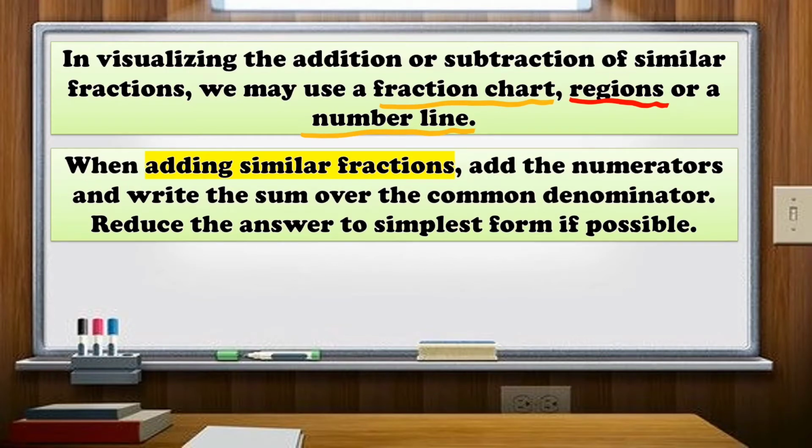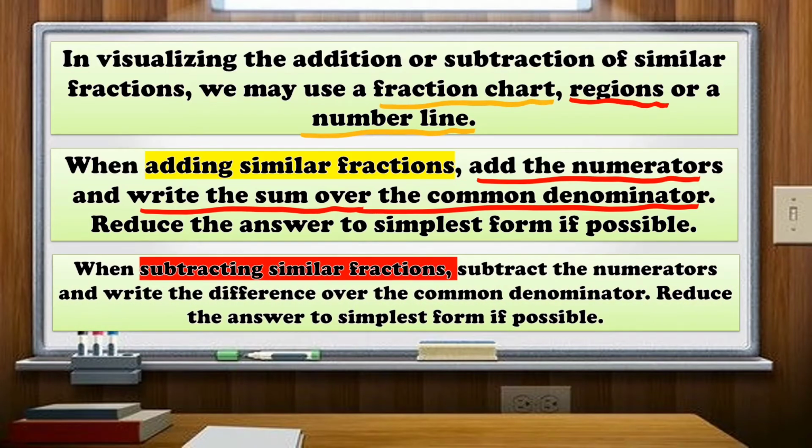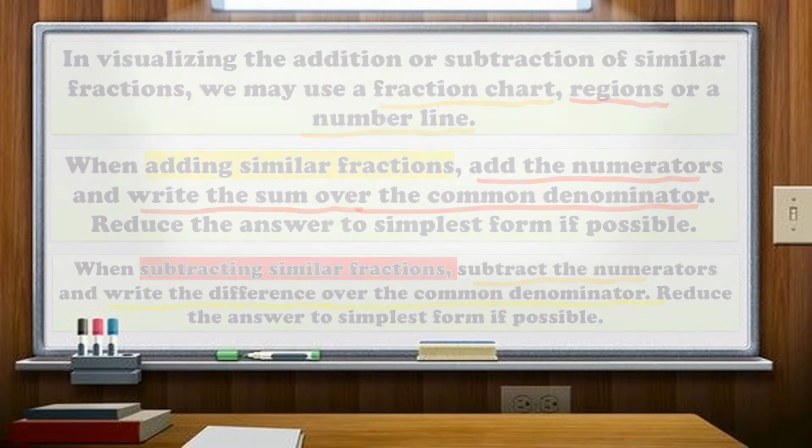When adding similar fractions, add the numerators and write the sum over the common denominator. Reduce the answer to simplest form if possible. When subtracting similar fractions, subtract the numerators and write the difference over the common denominator. Reduce the answer to simplest or lowest form if possible.